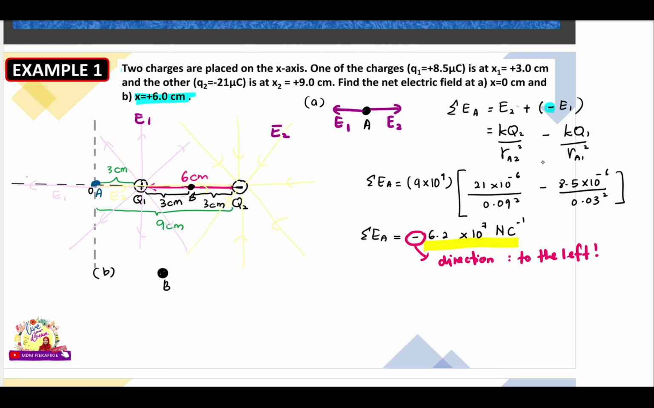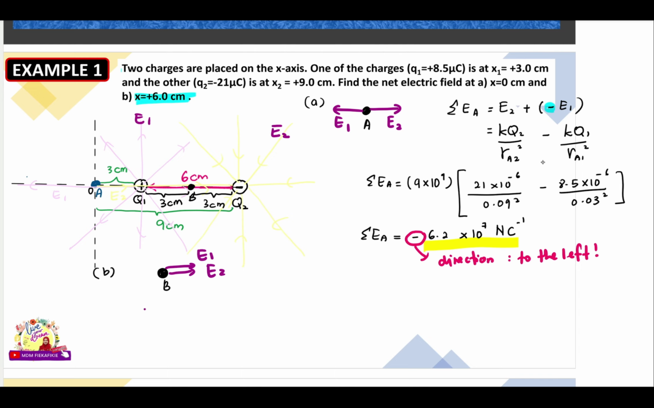Okay, so kita ada E2, dan juga E1. Alright, so both are in positive ataupun to the right. Okay, the direction is to the right or positive X direction. Okay, so kita masukkan sajalah.